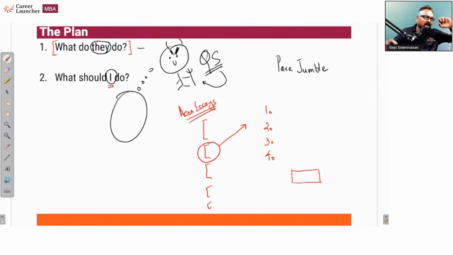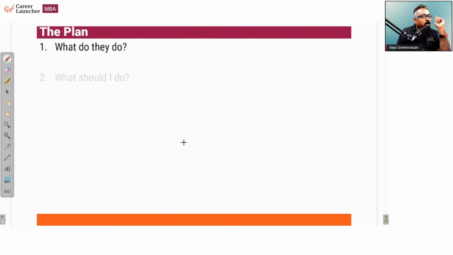I don't want to make, let's say, 10 rules or 15 rules or 20 rules for paragraph jumble. Nah. 3 rules should be enough for us to crack paragraph jumble. I don't want to complicate this. After all, we have so many things to do. I don't want to remember 15, 20, 25, 30 rules for paragraph jumble. Why? Keep it simple. Now, let's start with the question. What do they do?